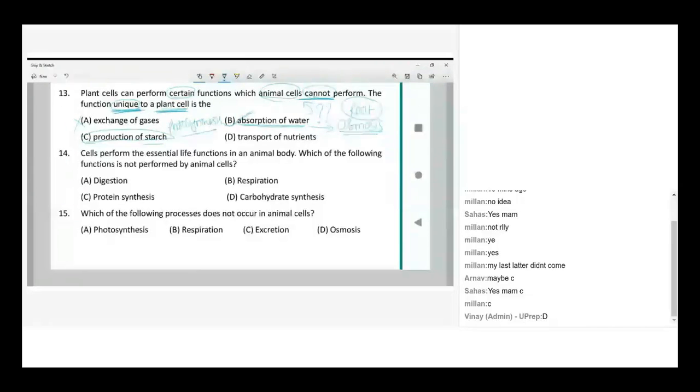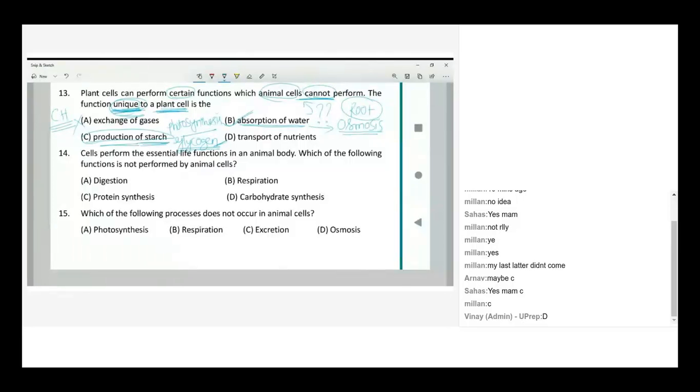But see, animal cell also can produce starch. Not exactly starch. The animal starch is called glycogen. So animal starch is called glycogen, and animals can produce glycogen with the food material they have taken. Basically from the carbohydrates taken through the food, animal cell can prepare glycogen. So this is not unique to plant. Of course, there is a difference. Starch and glycogen differ between plant and animal cell. But unique, that's what I'm telling.